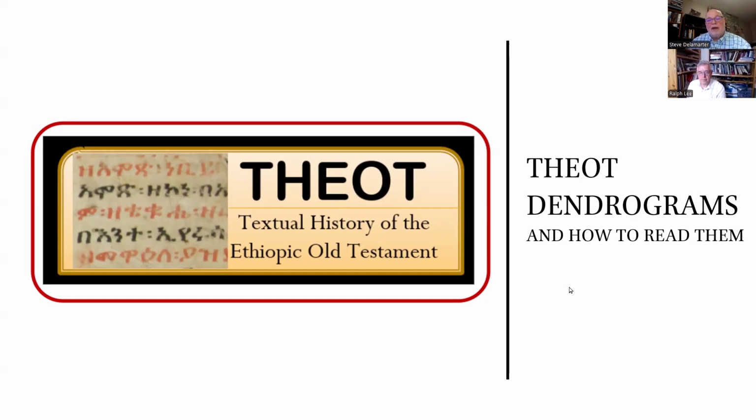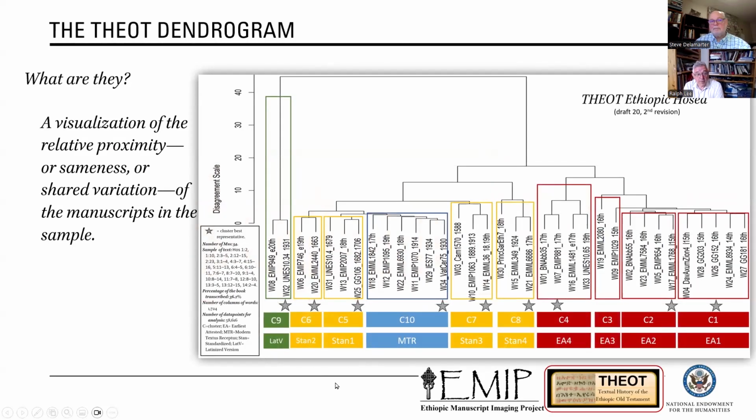We consider the dendrograms to be one of the most significant outputs of the project because they are dense with information that helps you understand the nature of the entire textual history of a particular book. So they're packed with information. We want to know what they are and how to get the most out of them. Here we go. So asking the question, what is a dendrogram? A dendrogram is a visualization of statistical data. And the most important thing to focus on is the vertical scale on the left, which is the disagreement scale.